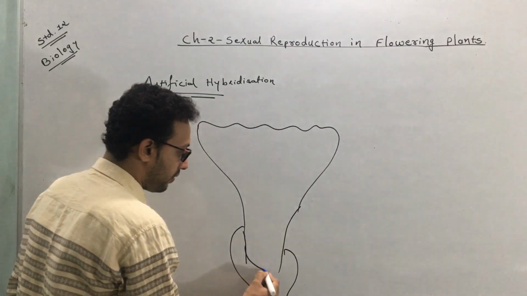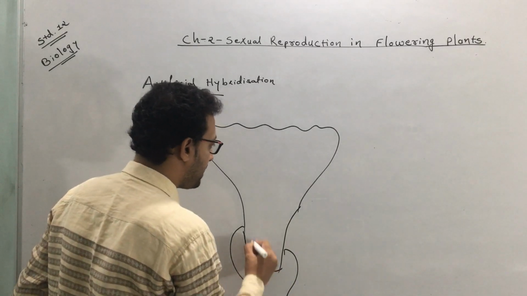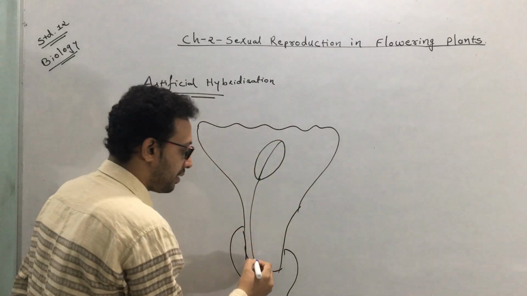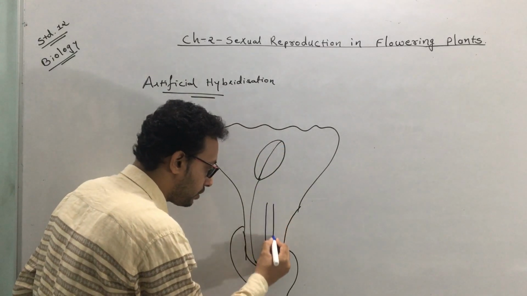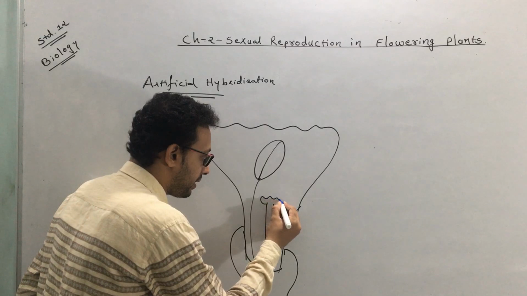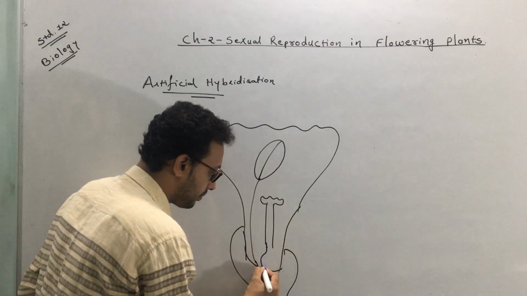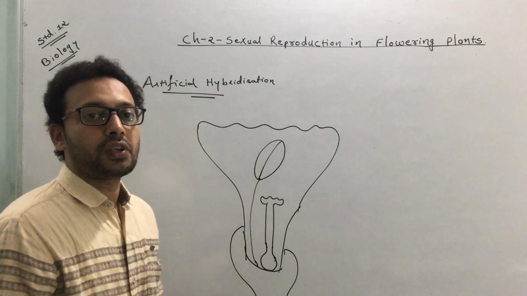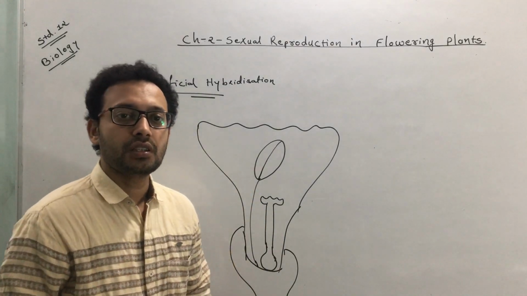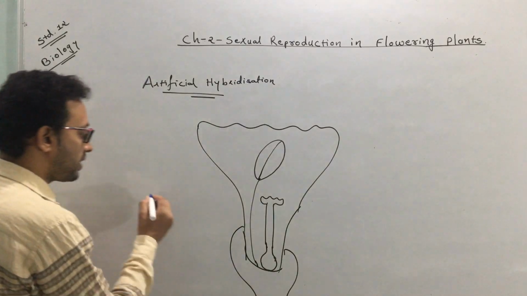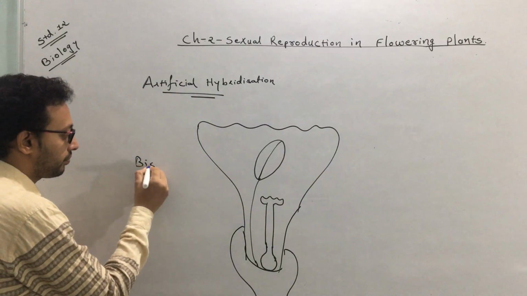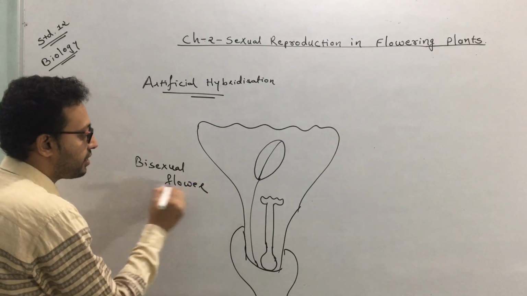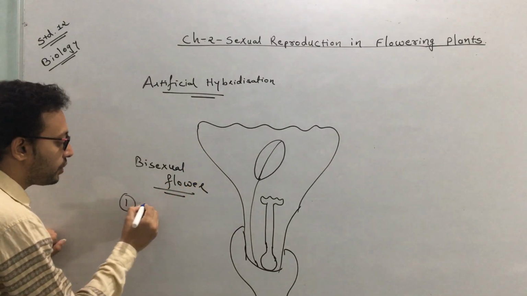This is a bisexual flower, and as it is a bisexual flower, it possesses both sexual organs, the stamen as well as the carpel. Both are present. So how do we perform artificial hybridization in a bisexual flower? To perform artificial hybridization in a bisexual flower, we use two techniques.